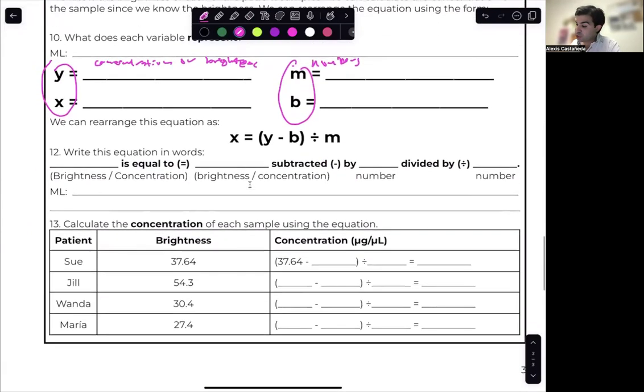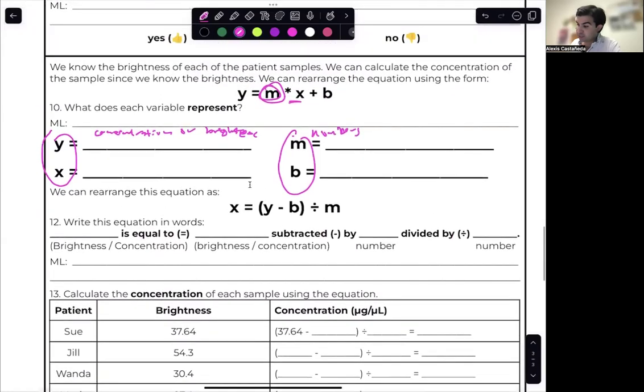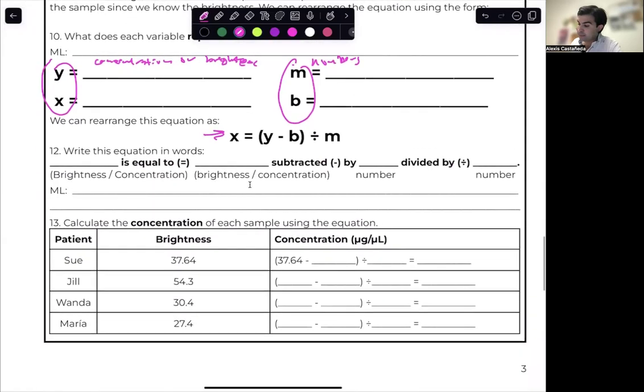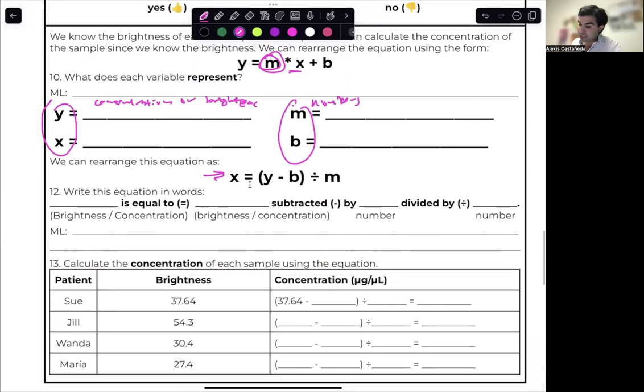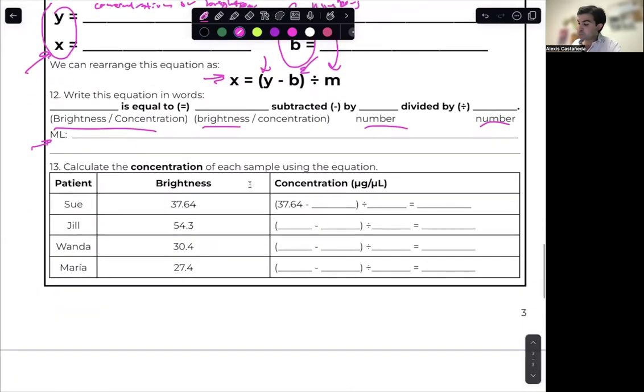Okay, you're going to rearrange this equation after. So this equation is being changed. So this is another equation. So x is equal to y minus b divided by m. So again, x, what did we say x was? You're going to use whatever x is here. So it's going to be either concentration or brightness. Y is also another thing. B is a number, right? It's a number. So you're going to write the number there. And m is also a number. So you're going to write those numbers. You're going to write that information into this line. And again, translate it if you need to.